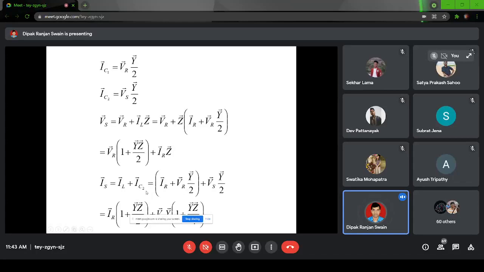IS is equal to IL plus IC2. Substitute these values. Okay. So there is a VS term here, so you need to replace this VS using this term. Then it will be only on VR and IR. So this will be the D term, this will be the C term. So C equal to Y into 1 plus YZ by 4, D equal to 1 plus YZ by 2.